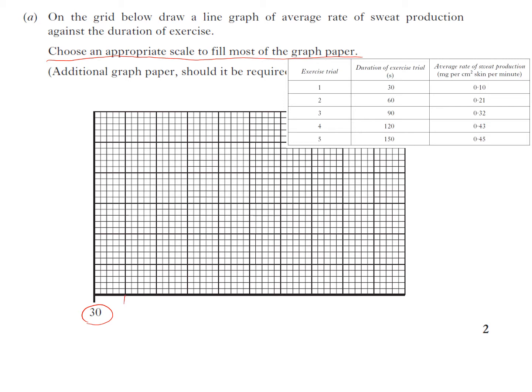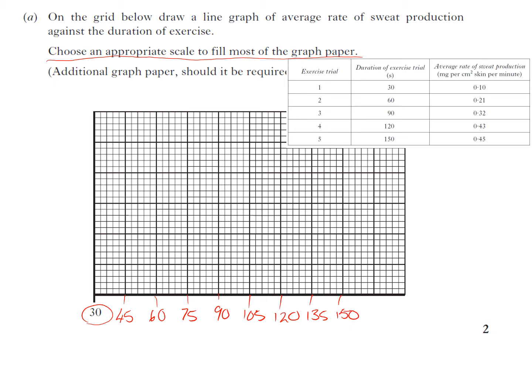So let's see, if that was 60, 90, 120, 150, no, that's not going to be good enough because that's using less than half the scale. So if we went up in 15s, so 45, 60, 75, 90, this is looking better. Then 105, 120, 135, 150. Yeah, you're going to have to go there.